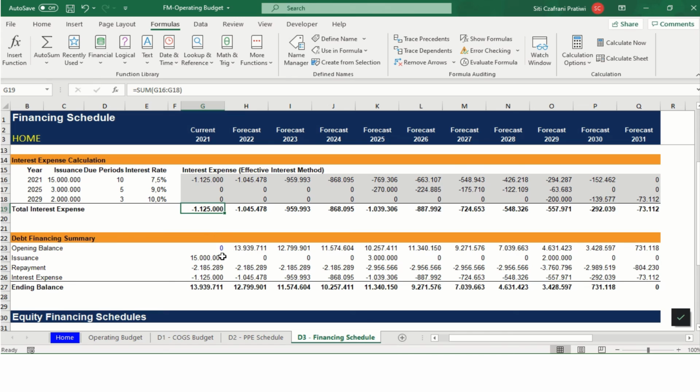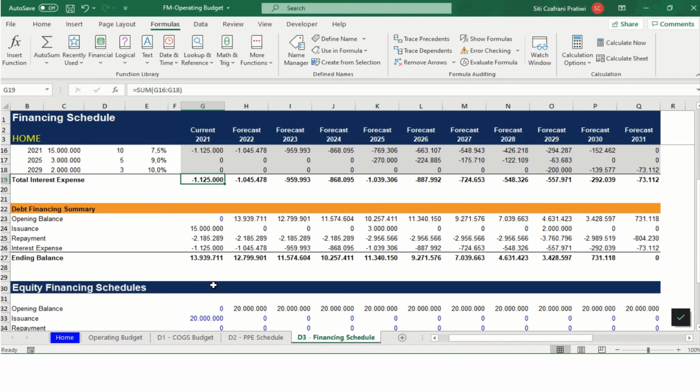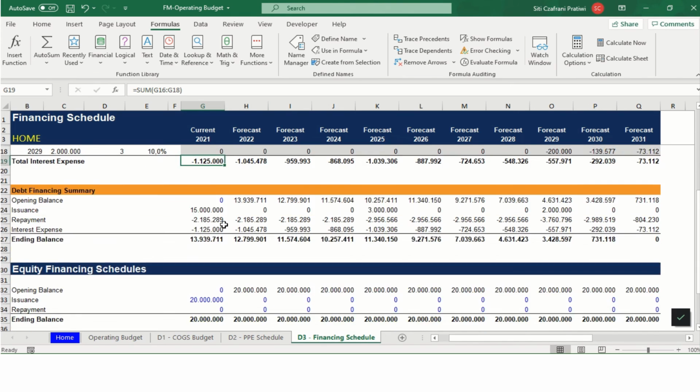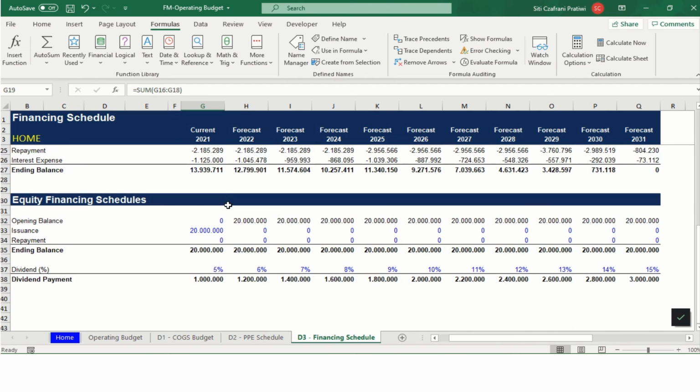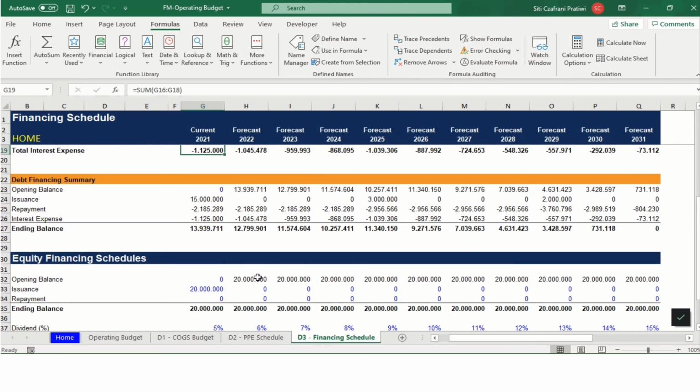And after that, we already have the interest expense. We already have the total debt, the debt at the end of each year. And the last one is the equity financing schedule. This is simpler compared to calculating the interest expense and the debt principal payment.